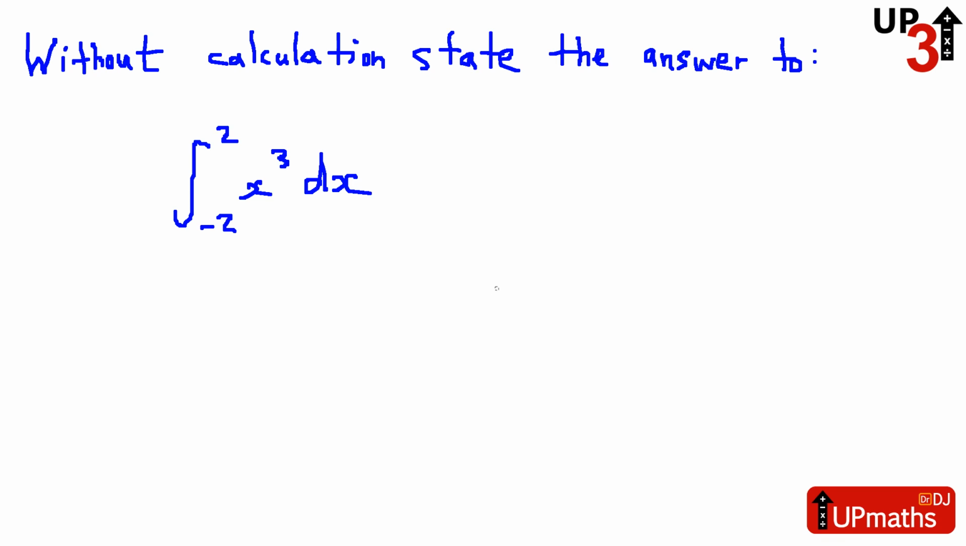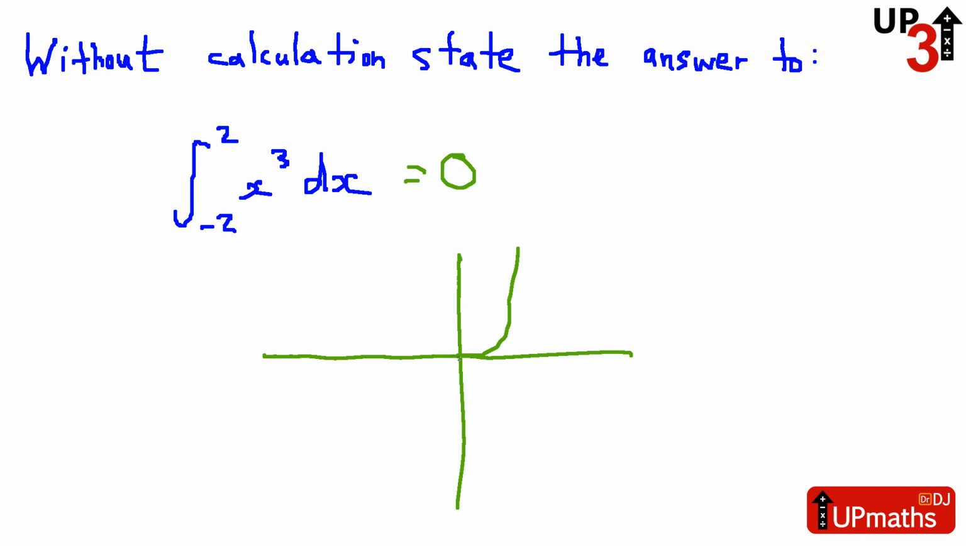Do you remember I said we're going to do another question which will help you understand the previous one? This is it. Without calculation, state the answer to this integral. And the answer is 0. So this one is easier to explain. So I'll save you my explanation for here. That's what y equals x cubed looks like. And let's say that's 2 and that's minus 2.